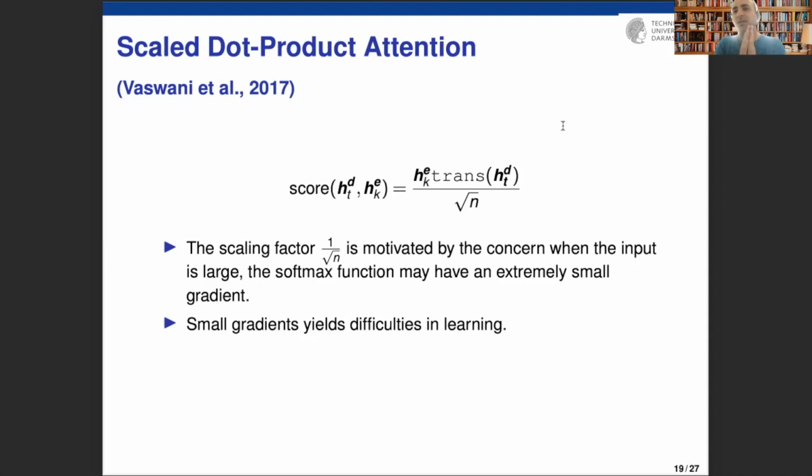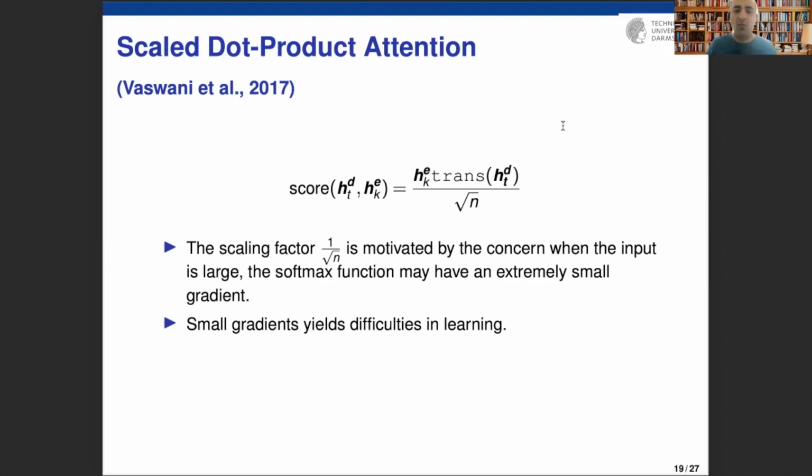So what we do is that we have h_k, the hidden state at the encoding step, and we have the vector of the hidden state in the decoding step, like h_t^d. And we compute the dot product. The trans is the transpose operation. Because we have two vectors, in order to compute the dot product, we need to transpose one of these vectors, and then we compute the dot product. The output of the dot product is like the similarity between these values.